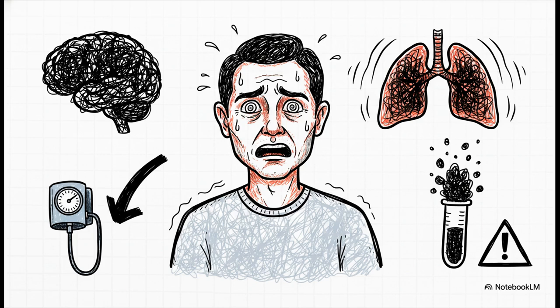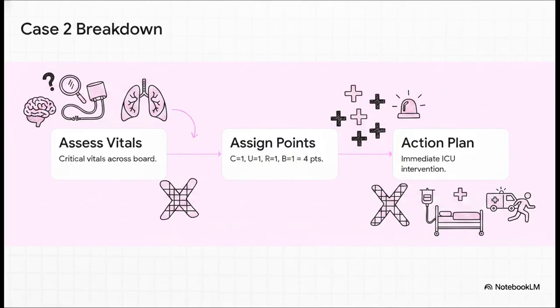Let's run these numbers. All right, let's tally this up fast. Confused? Yes, 1 point. Urea over 7? Yes, it's 9.0, that's 1 point. Respiratory rate over 30? It's 32, so 1 point. Blood pressure under 90 systolic? Yes, it's 85, another point. Age is 55, so 0 points there. That gives us a total of 4 critical points. This brilliantly illustrates a textbook high-risk scenario. This patient requires immediate multidisciplinary ICU intervention and a full septic shock protocol right now.